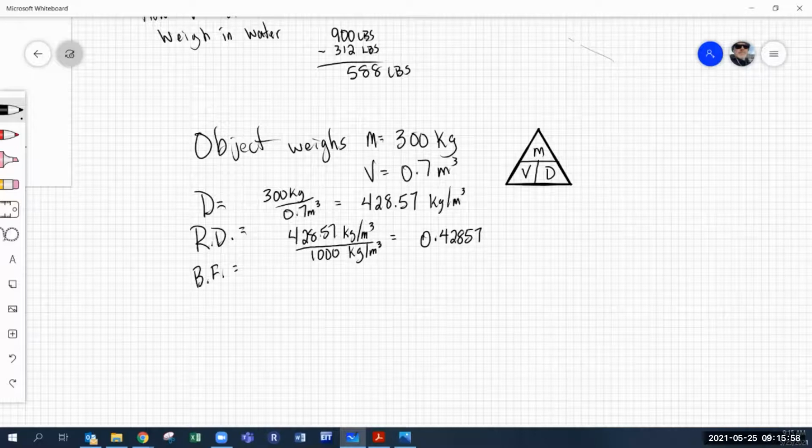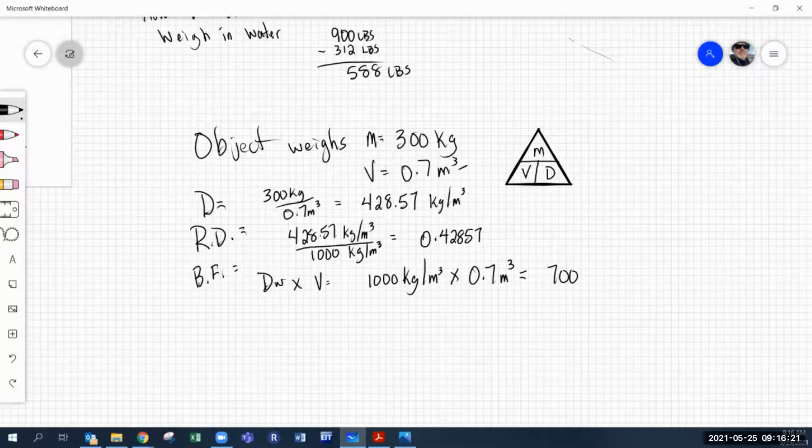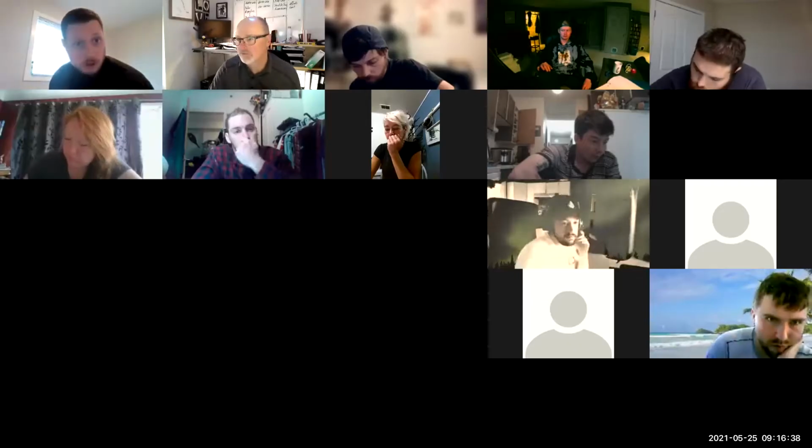The buoyant force is calculated by taking the density of water and multiplying it by the volume of the object. So that's 1,000 kilograms per cubic meter multiplied by 0.7, the volume of this object. And that is 700 kilograms, the buoyant force. So the last question is, how much does this object weigh when it's submersed in water? Just shout it out.